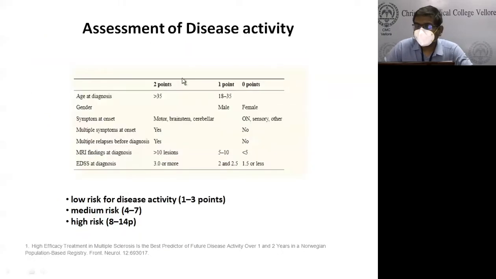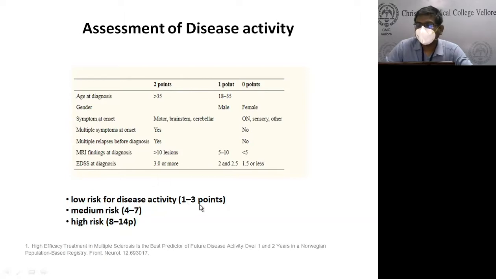One reason why I took this article is because it gives a clinical score for assessing disease severity, which has been lacking in practice. This is not a validated score, but it was used in the study, in which they categorize 7 parameters: age at diagnosis, gender, symptom at onset, multiple symptoms at onset, that is a multifocal versus a unifocal onset, multiple relapses before diagnosis, MRI findings at diagnosis, the number of lesions, as well as your EDSS. So this is 2 points, 1 point.